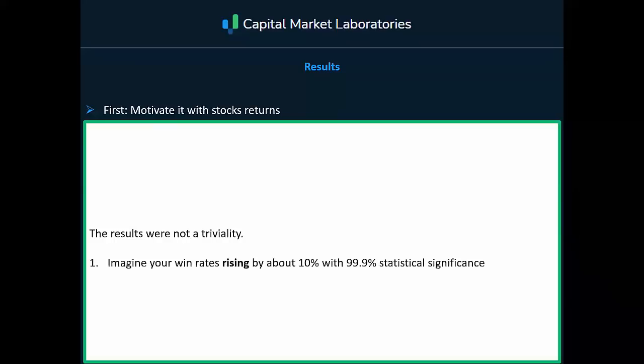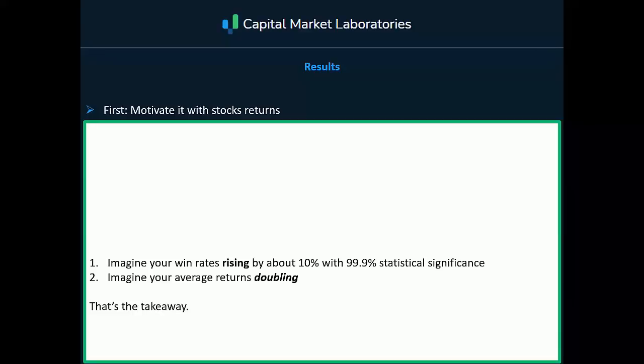So I want you to imagine your win rates rising by about 10%. By about 10%, I mean going from 59% to 66% is about a 10% increase in win rates. With 99.9% statistical significance. And now I want you to imagine your swing trading returns doubling. Just because I checked an annual holding period doesn't mean that we're going to do annual trades. Right?